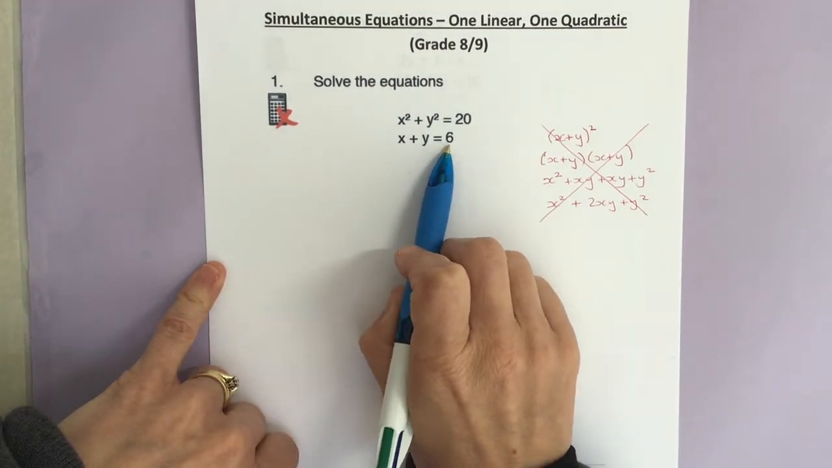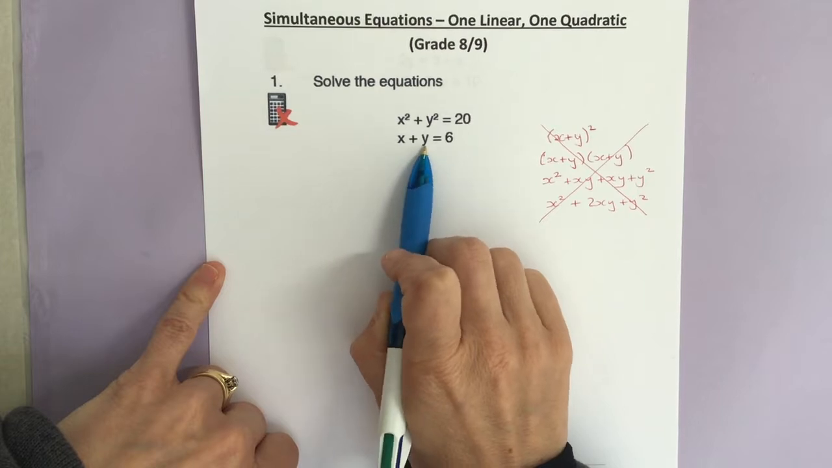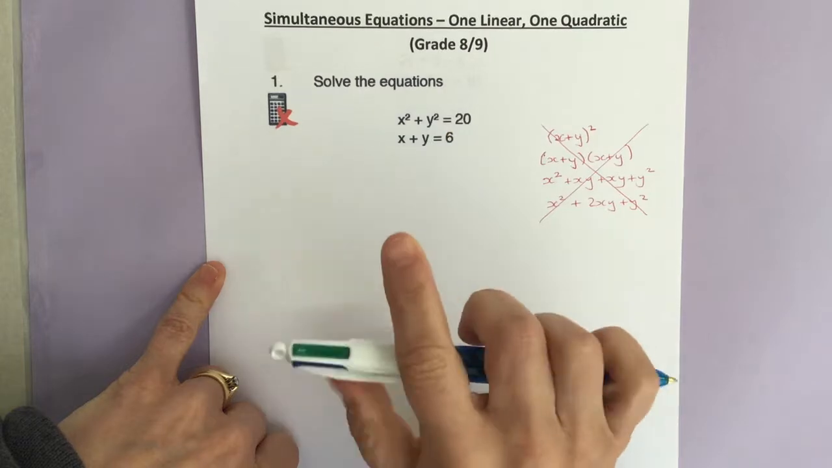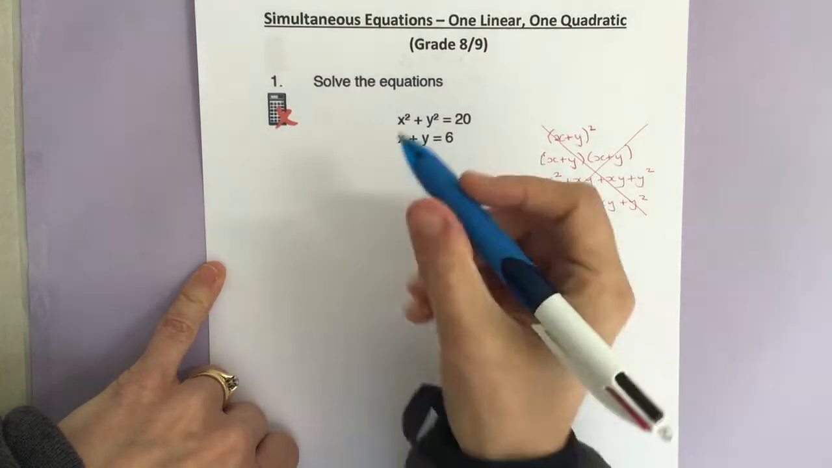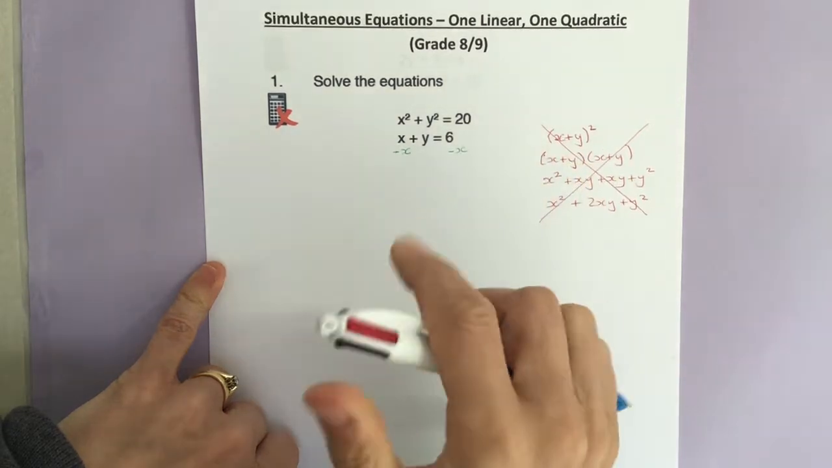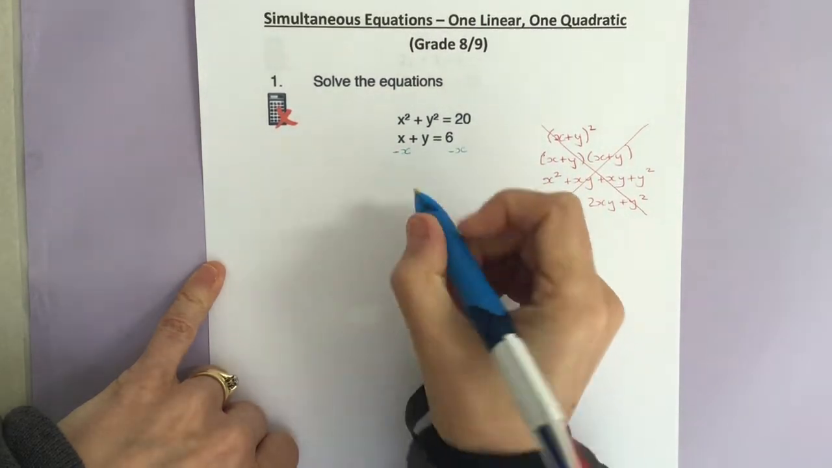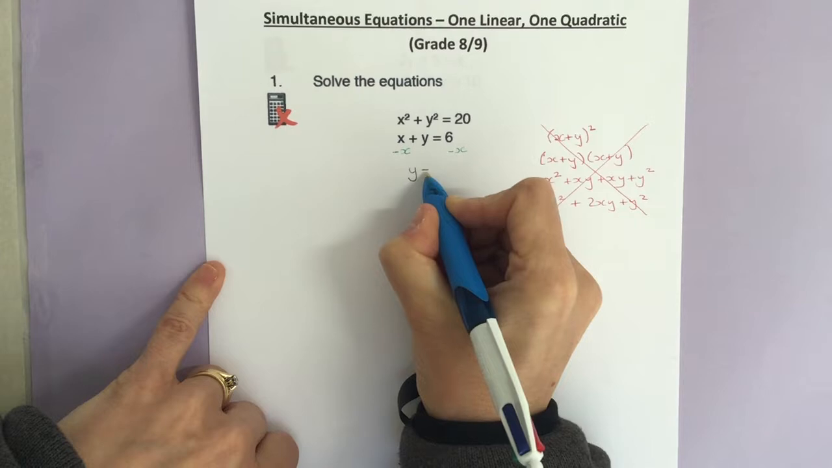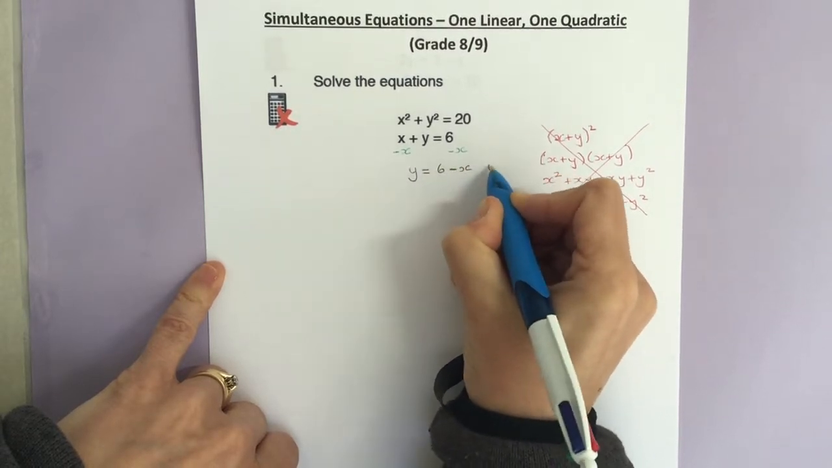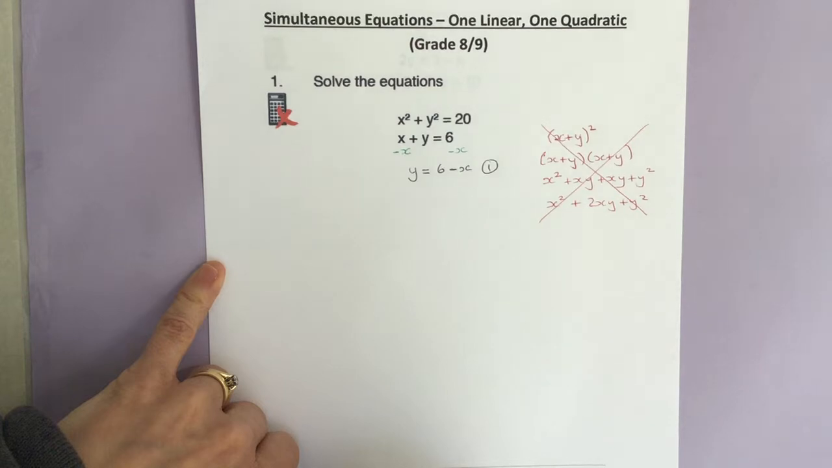So first of all, I'm going to make one of these letters, either x or y, the subject. It doesn't matter which one, and sometimes in some questions it might be easier to get one letter on its own than the other, so you just choose. In this one, I'm just going to get y on its own, so I'm going to take the x over to the other side. Subtract, so I'm going to get rid of the x on that side, and do the same on the other. Making y the subject of that linear equation is going to give me y equals 6 minus x, and I'm going to call that equation 1.